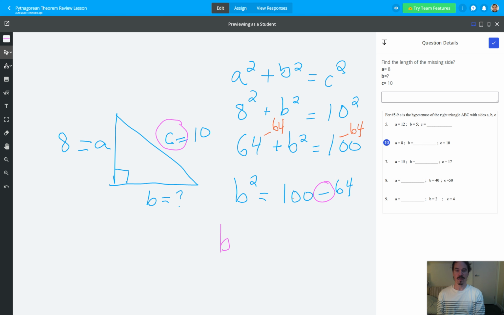So we did that. 100 minus 64. B squared is going to be whatever that is. Just so happens to be 36. Square root both sides, and you'll get your answer. B equals square root of 36, and you put that in there.